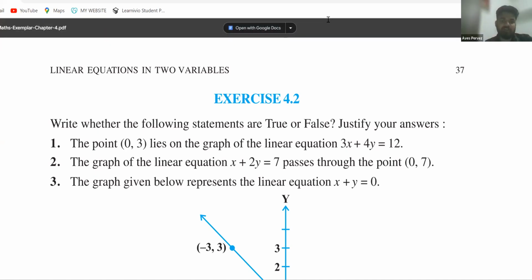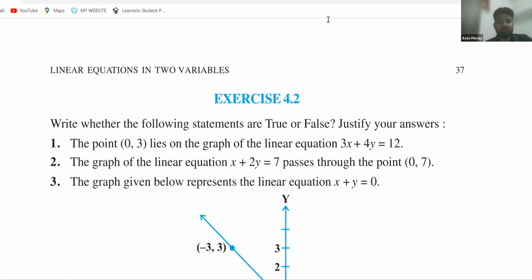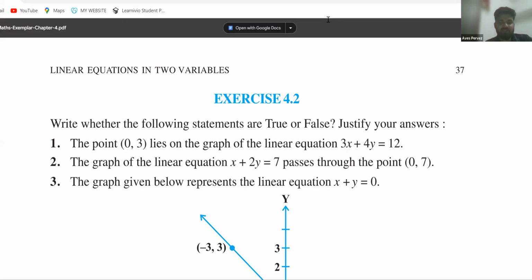It will be false, but this will be true because if you put 0 in place of x, you will get 0, and 4 into 3 will get 12. So when you put 0 in place of x and 3 in place of y, you will get 12. So this is a point that will lie on the linear equation that is given to you.